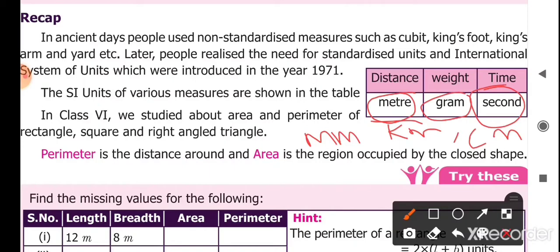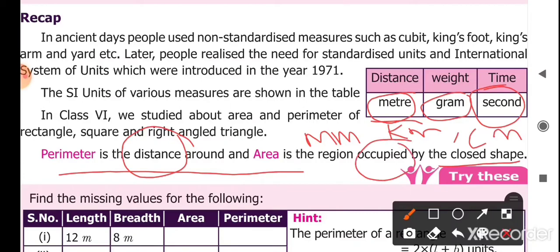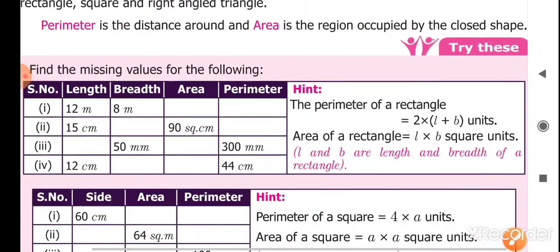Perimeter. What is perimeter? Perimeter is the distance around, and area is the region occupied by the closed shape. Perimeter is nothing but distance. Area is nothing but the occupied shape.